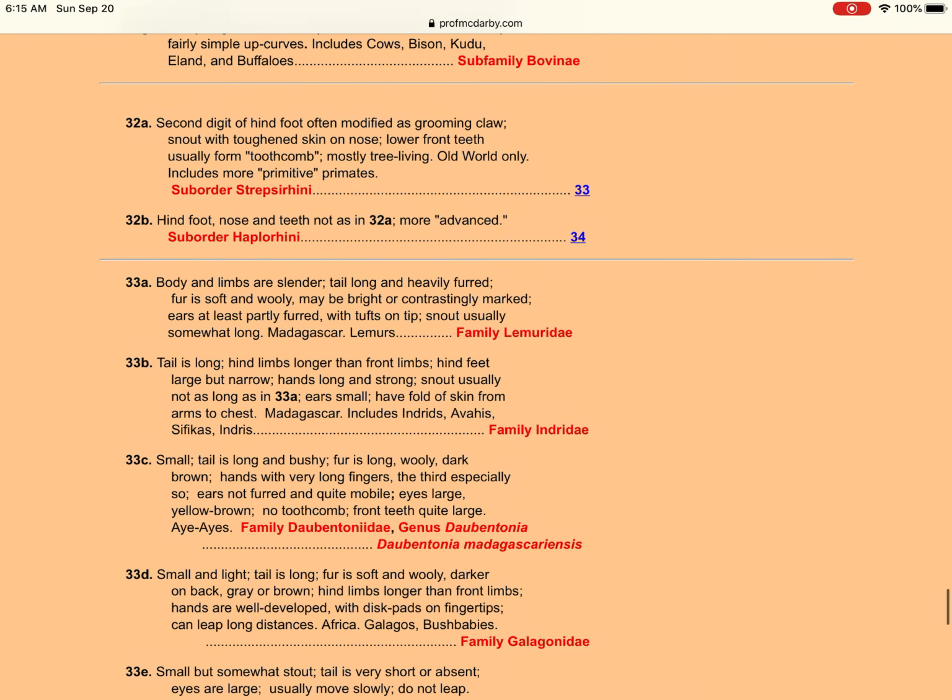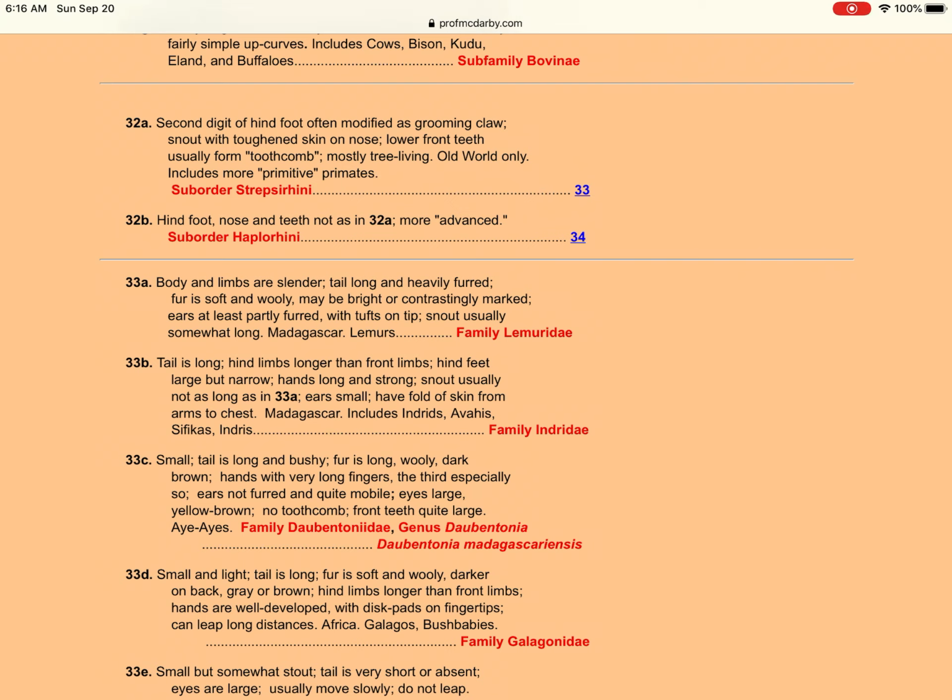Second digit of the hind foot is often modified as a grooming claw. Well, not true for us, but let's see what else it says. Snout with toughened skin on the nose. Lower front teeth usually form a tooth comb, mostly tree-living, old world only, includes more primitive primates. And then what often happens is it gives you this long description, and then the next choice is not that. So 32B, hindfoot, nose, and teeth, not as in 32A, more advanced. That does fit us better.